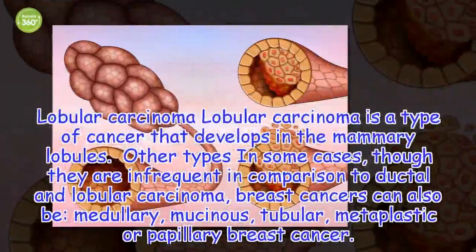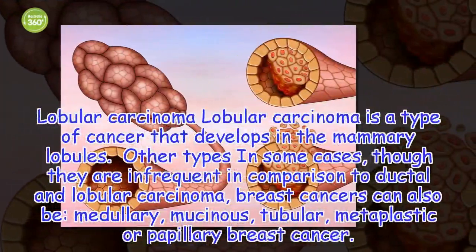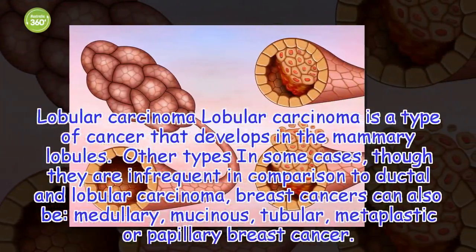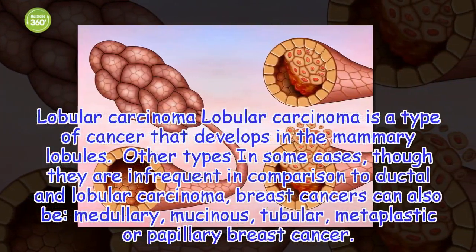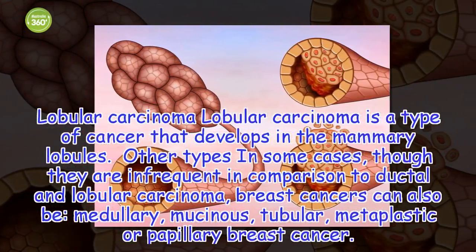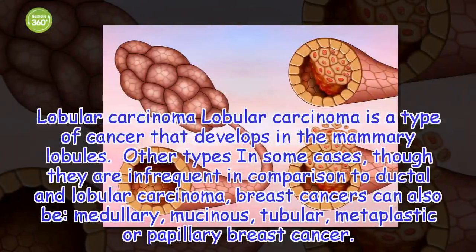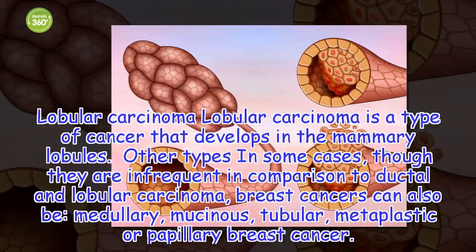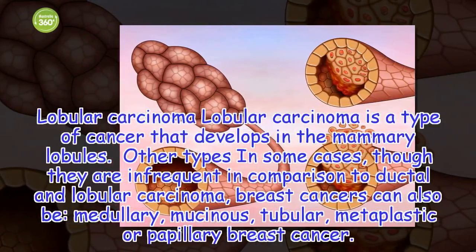Lobular carcinoma. Lobular carcinoma is a type of cancer that develops in the mammary lobules. Other types occur in some cases, though they are infrequent in comparison to ductal and lobular carcinoma. Breast cancers can also be medullary, mucinous, tubular, metaplastic or papillary breast cancer.